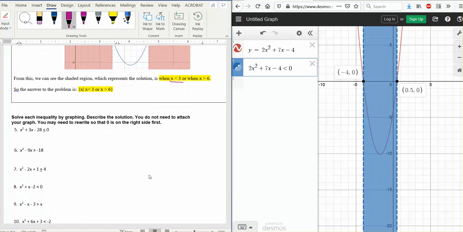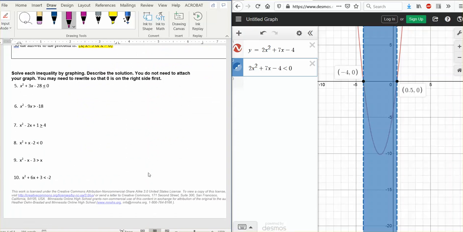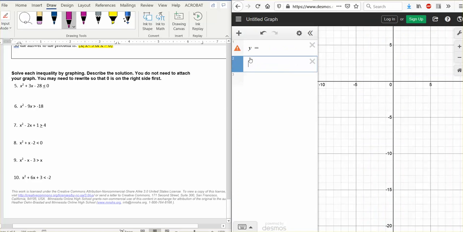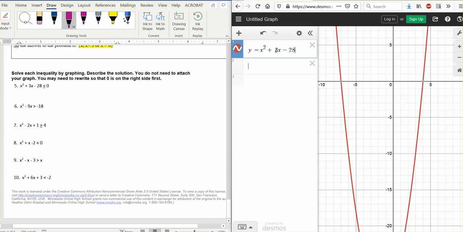Let's do number 5. So in number 5, we are going to graph y equals the left side there, x squared plus 3x minus 28. And then the second related inequality is exactly this. Now, I saw that, whoops, some of you have been copying and pasting the equation, but you have to be really careful when you do that. That's fine if you can get out of the drawing thing.